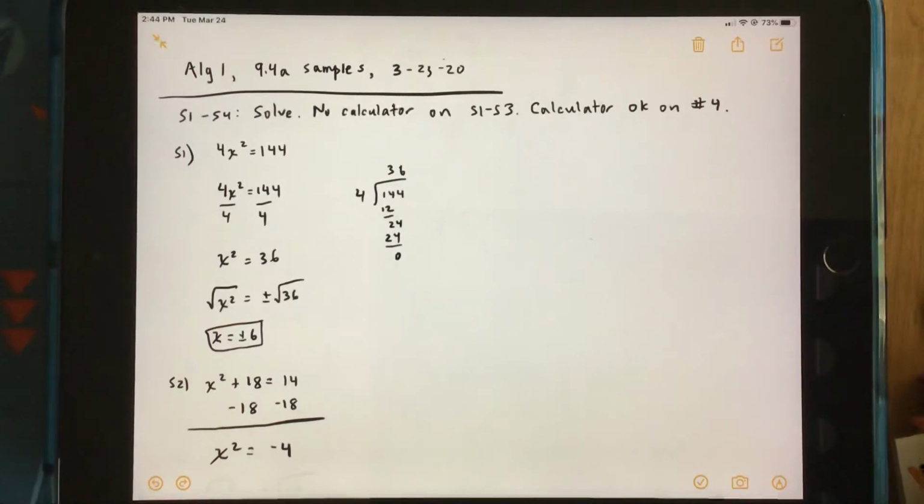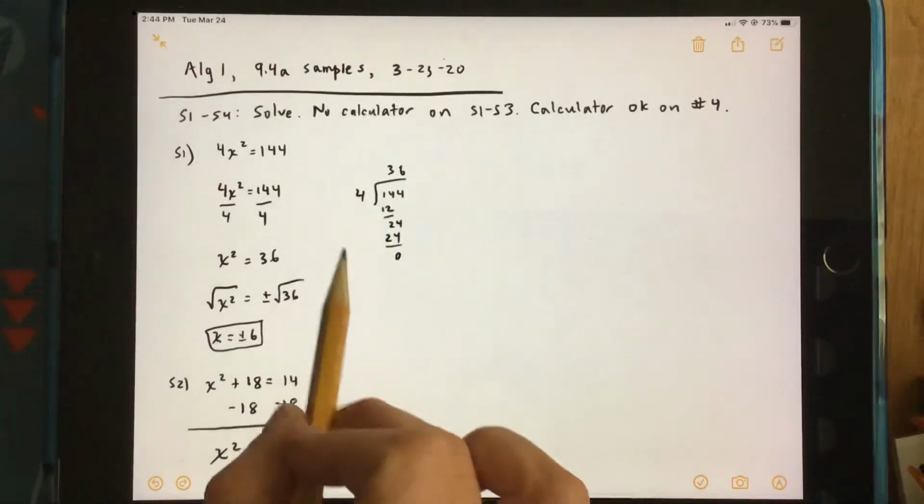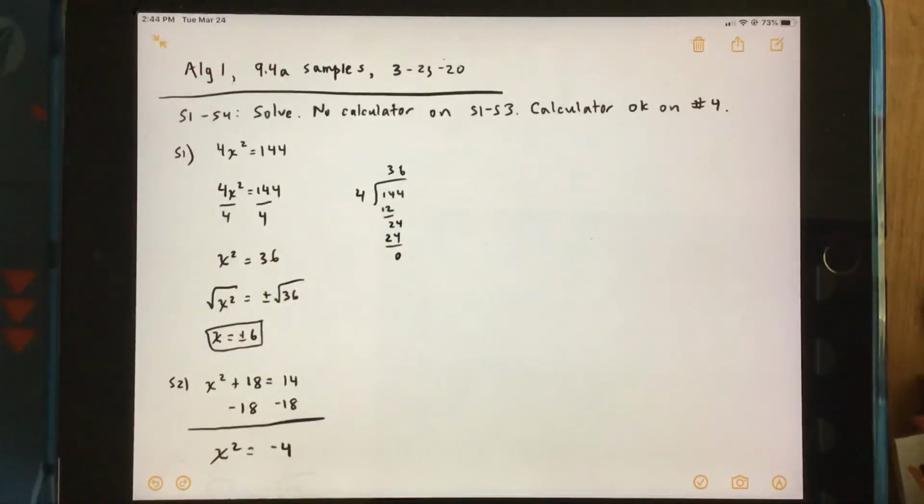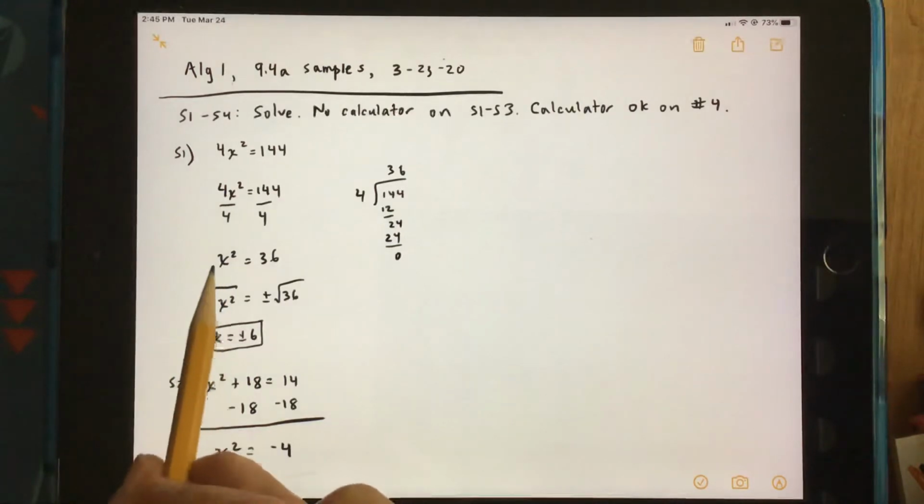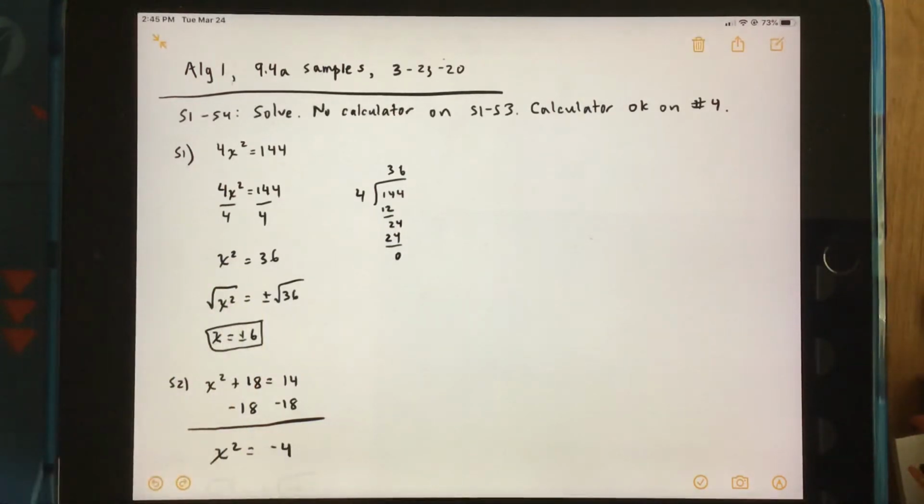So on sample 1, we're going to solve 4x squared equals 144. The first thing we're going to do is divide both sides by 4 so we can get the x squared by itself. Over here I am working out what 144 divided by 4 is. That is 36. So I'm going to then need to figure out x squared equals 36. What's the value of x? We know that 6 times 6 is 36, so that's going to help us in our thinking.